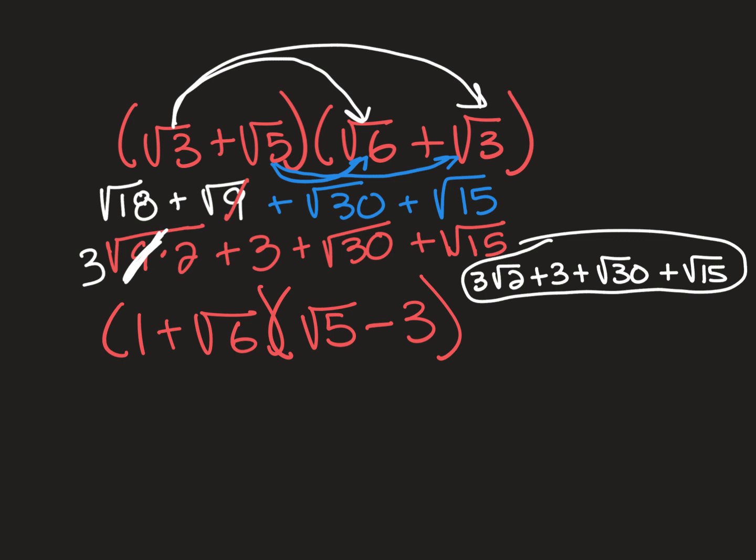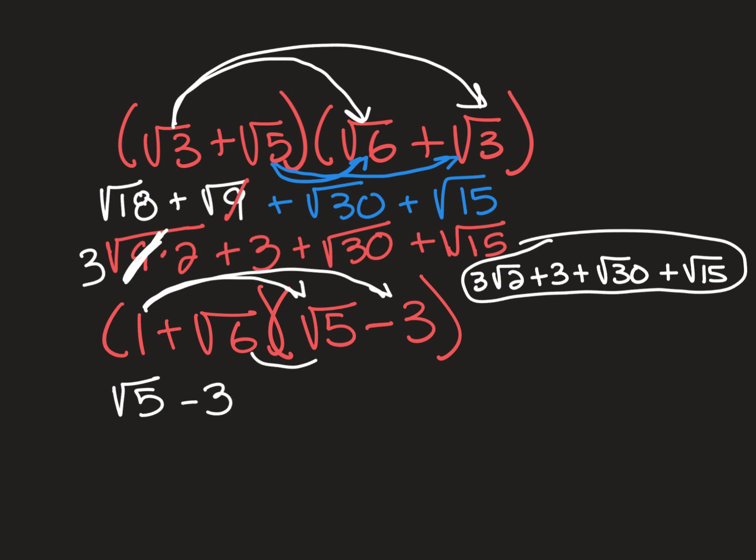Okay, let's do this last one. I have the whole number 1 times the square root of 5. So that's just going to be the square root of 5. I have 1 times negative 3. So it's just negative 3.